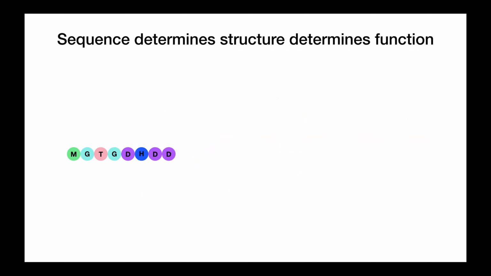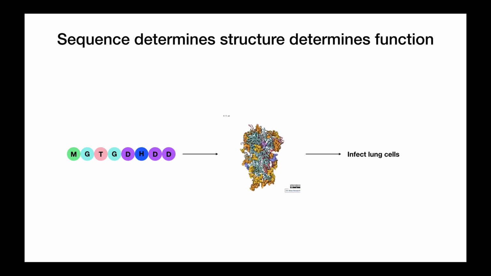And once you have a whole sequence, that sequence folds into something, a 3-dimensional structure. And that structure then determines what that protein can do. So in this case, you have some sequence and it folds into that spike glycoprotein, which allows the coronavirus to infect lung cells.